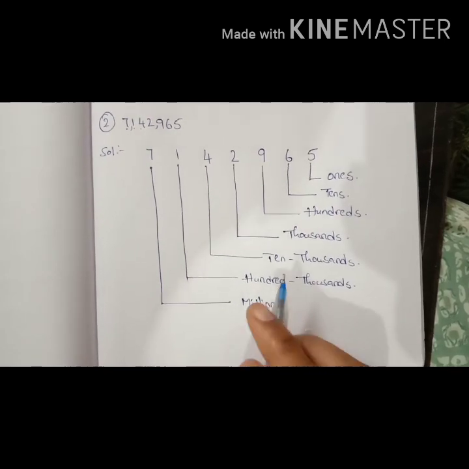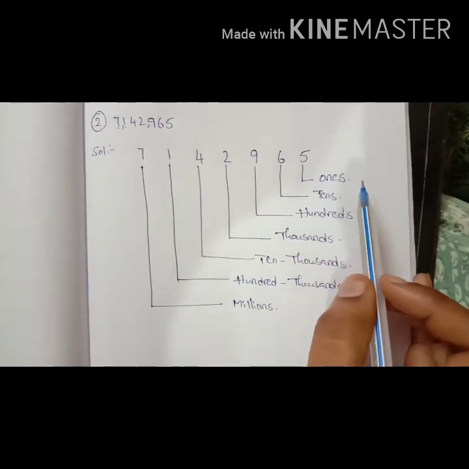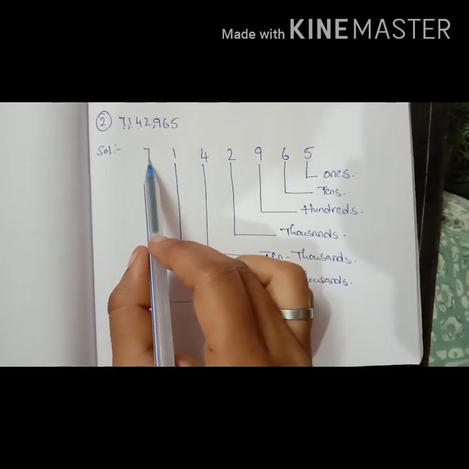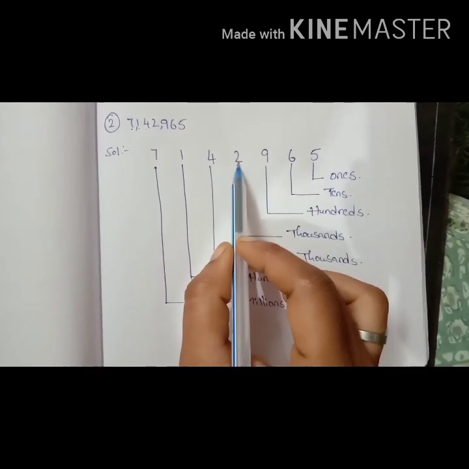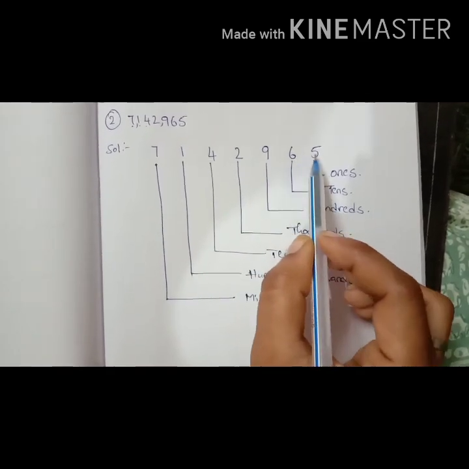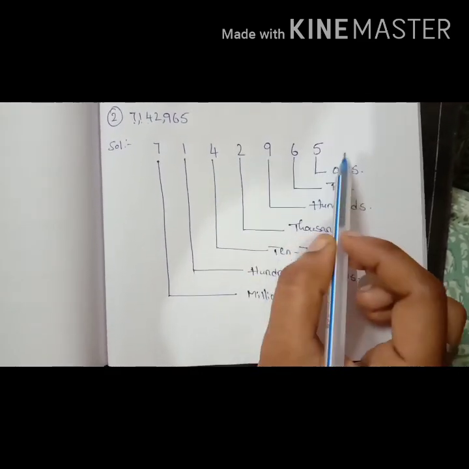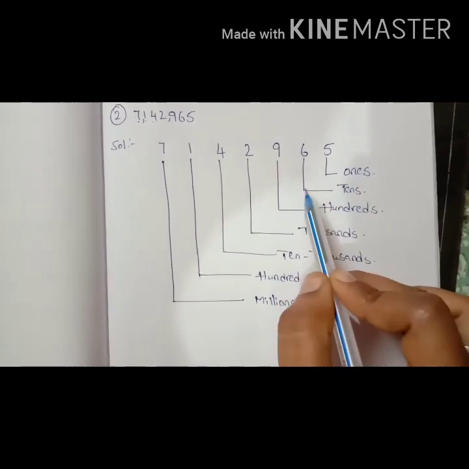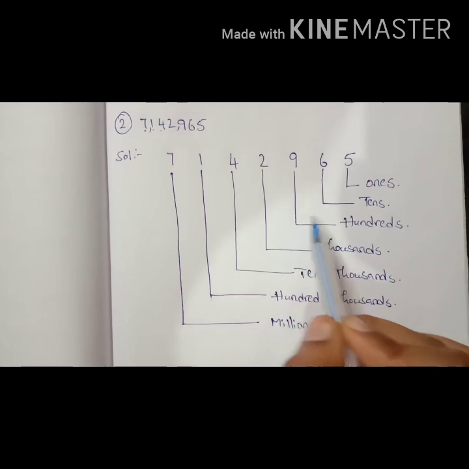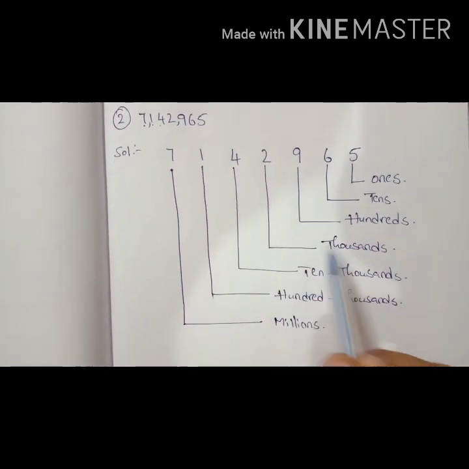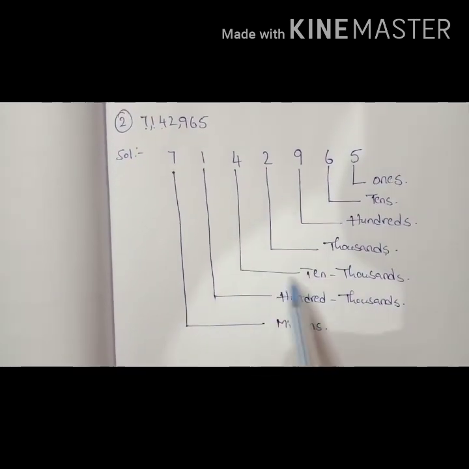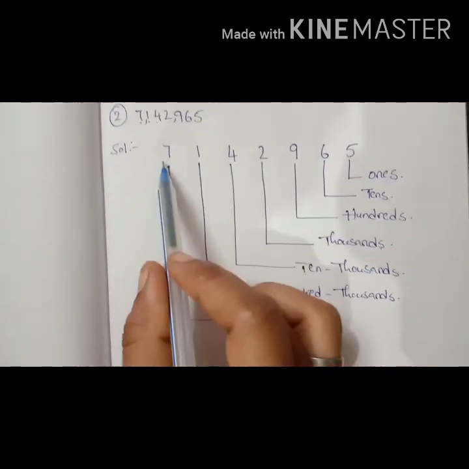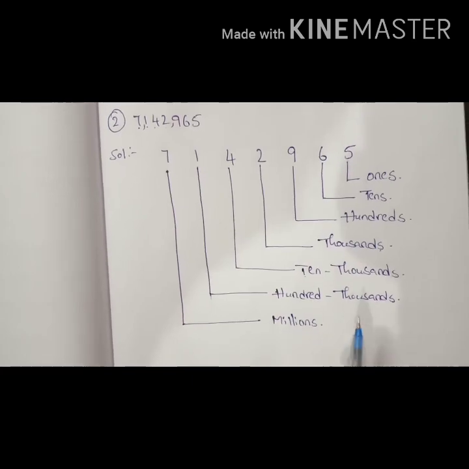Okay, children, did you understand? Again, I am repeating. See, children, what is the total number here? 7,142,965. Here we have to write the place values. See, 5 is in which place? Ones. 6 is in tens. 9 is in hundreds. 2 is in thousands. 4 is in 10,000s. 1 is in 100,000s. 7 is in millions. Okay?